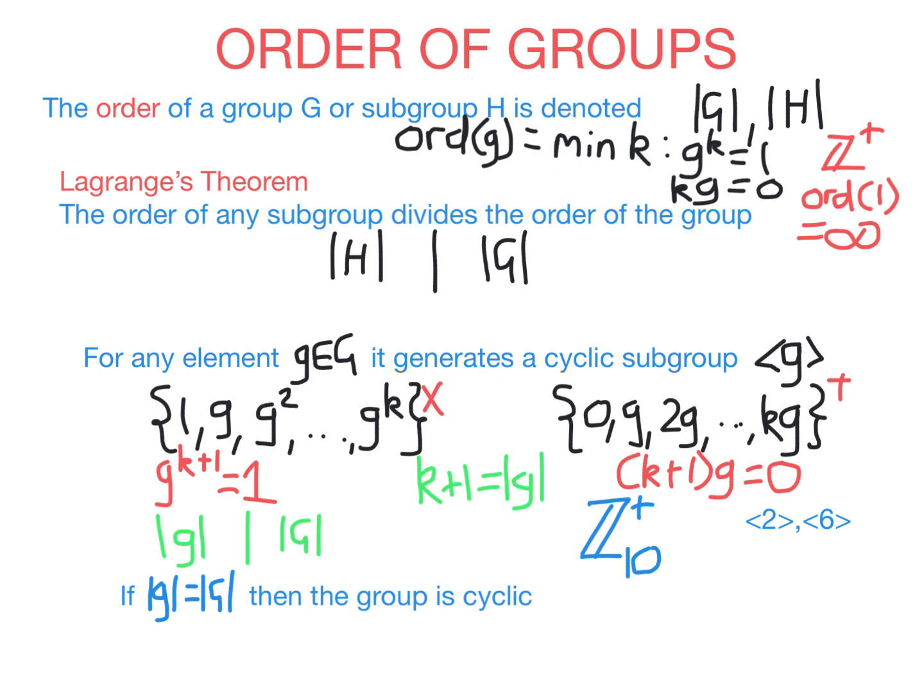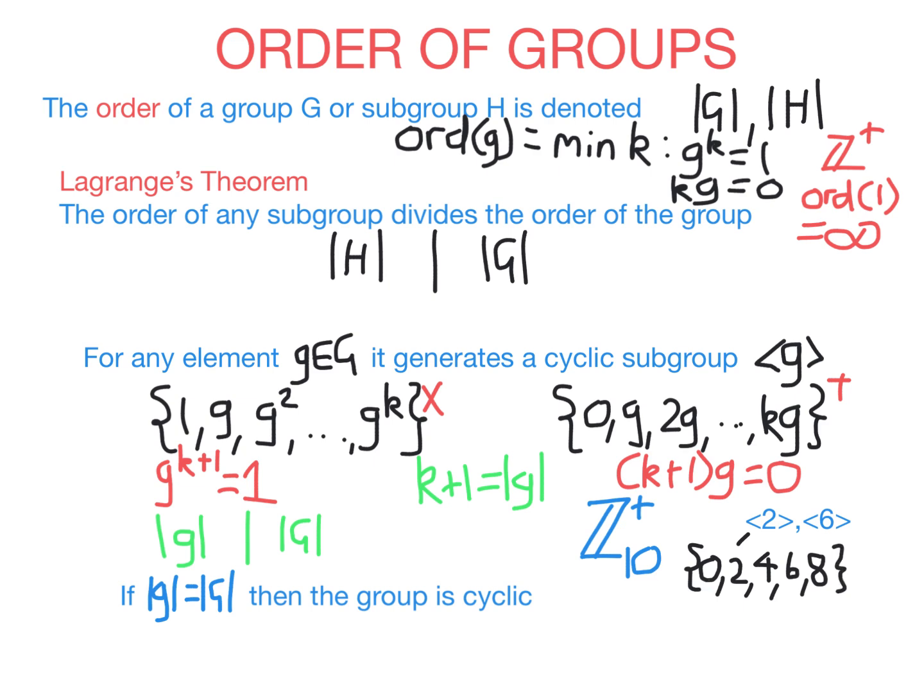So to give you a concrete example of these cyclic subgroups, let's look at the integers modulo 10 under addition and the subgroup generated by 2 and 6. Remember, this notation means it's the cyclic subgroup generated by these elements. So the cyclic subgroup generated by 2 is just the multiples of 2. Now, to be a subgroup, it has to have 0 as well. 2, 4, 6, 8. Now the next multiple of 2 is 10, which takes us back to 0.